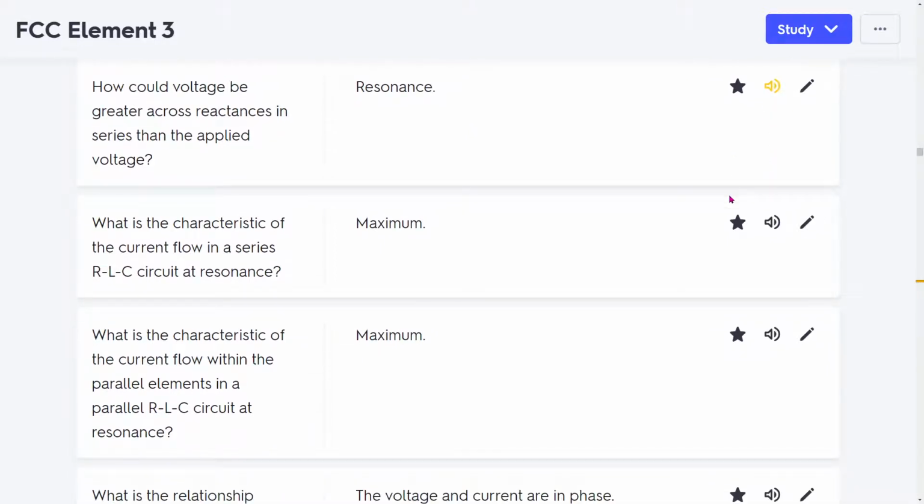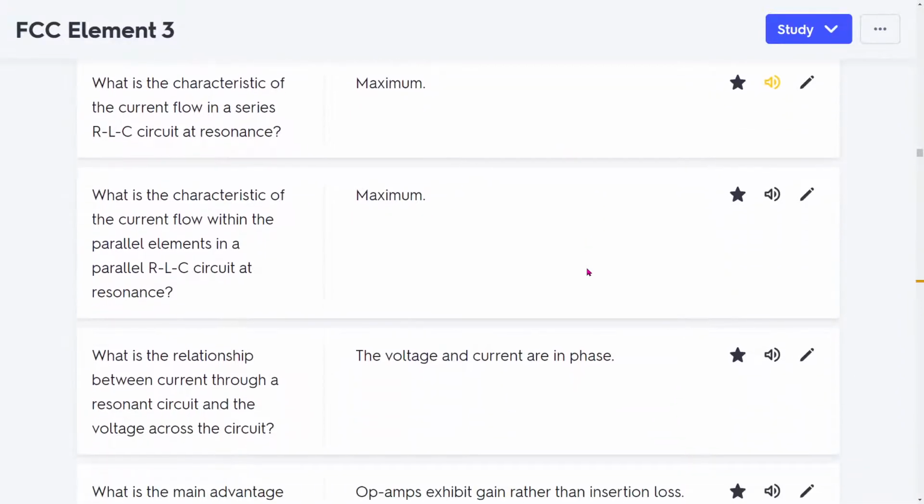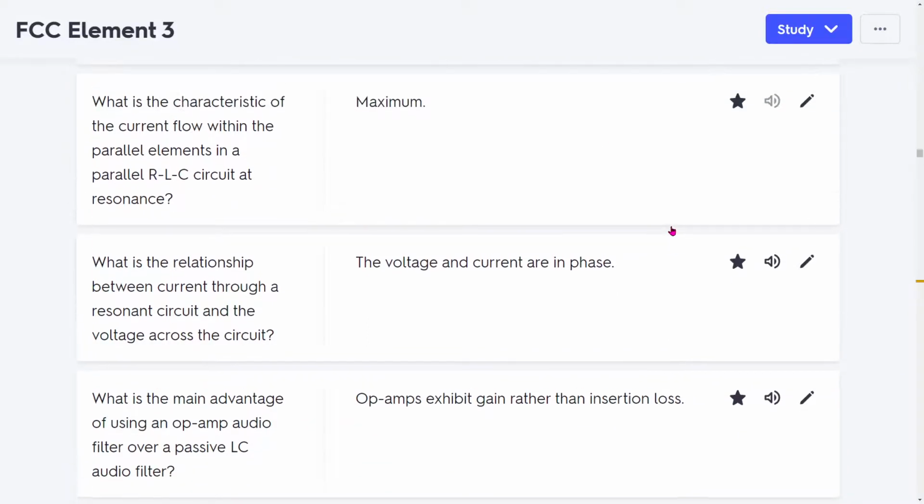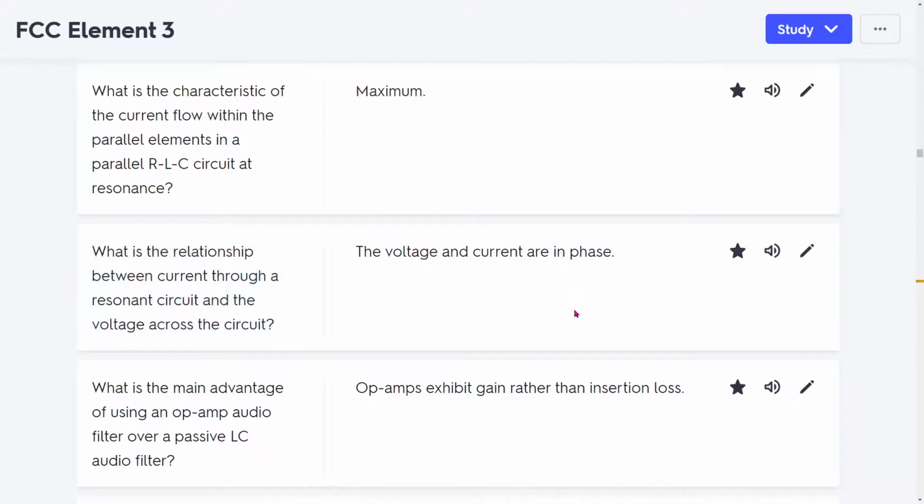How could voltage be greater across reactances in series than the applied voltage? Resonance. What is the characteristic of the current flow in a series RLC circuit at resonance? Maximum. What is the characteristic of the current flow within the parallel element in a parallel RLC circuit at resonance? Maximum. What is the relationship between current through a resonant circuit and the voltage across the circuit? The voltage and current are in phase.